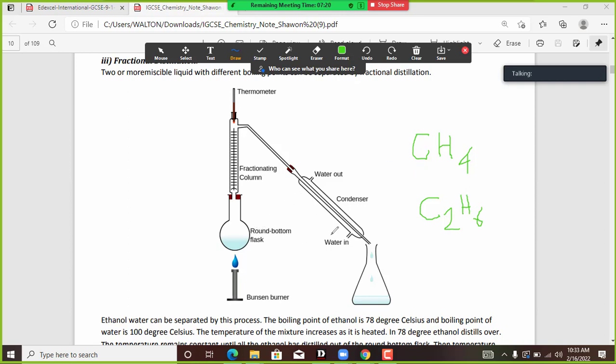this way. Like if we take three liquid compounds, they will have different boiling points. Like kerosene, I take kerosene and diesel.